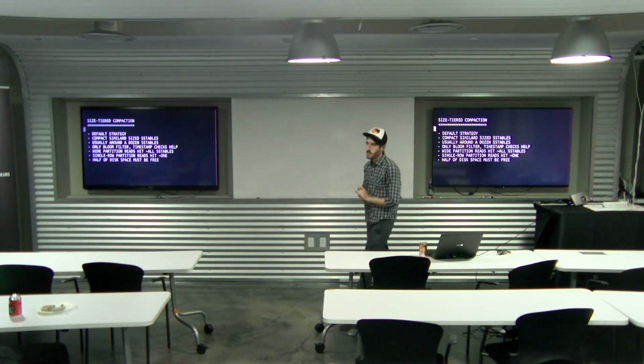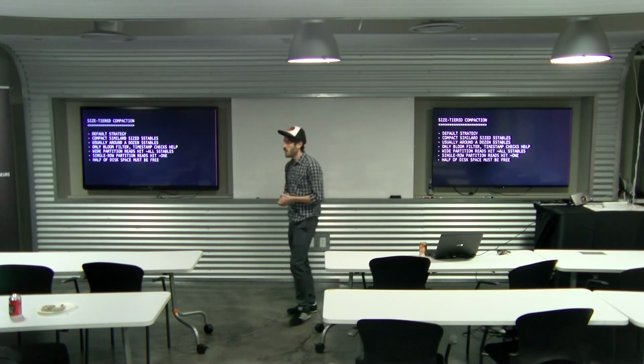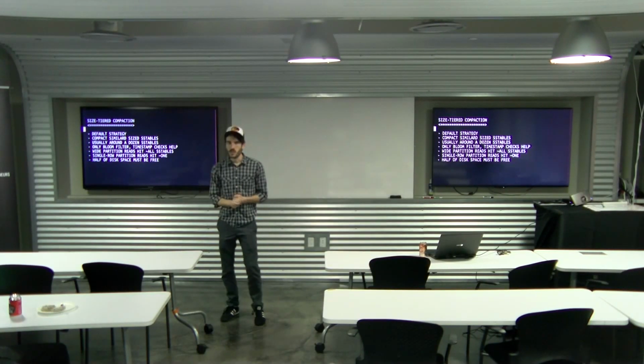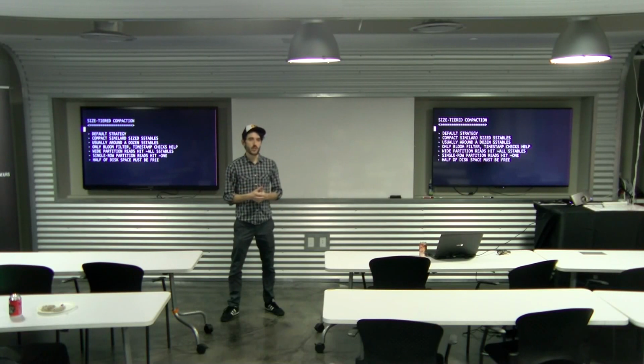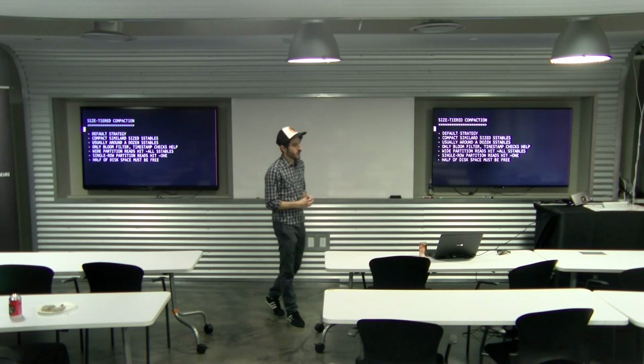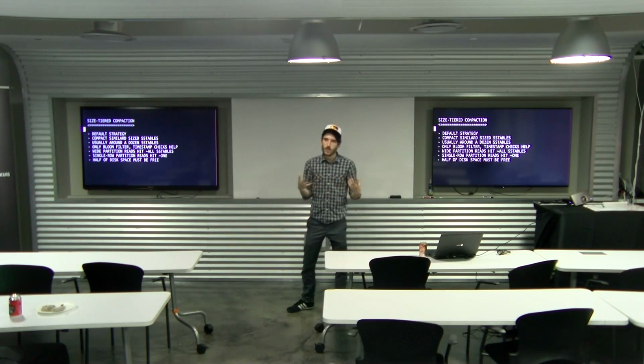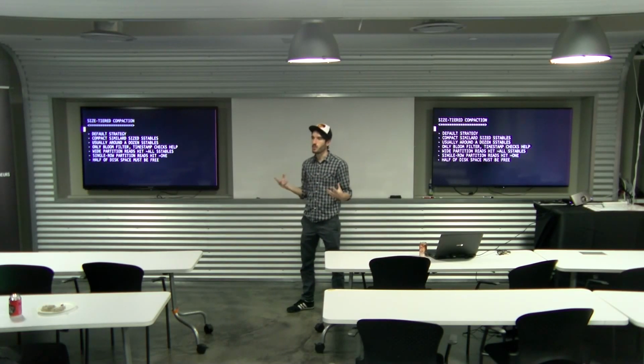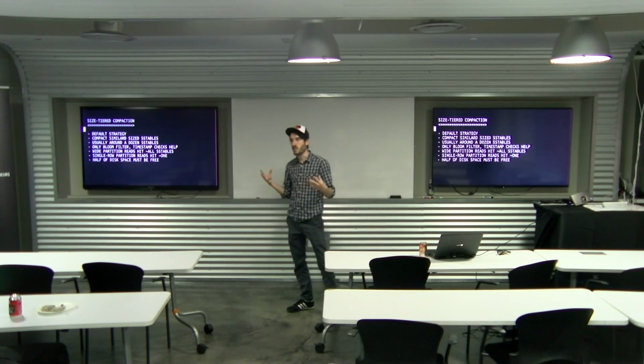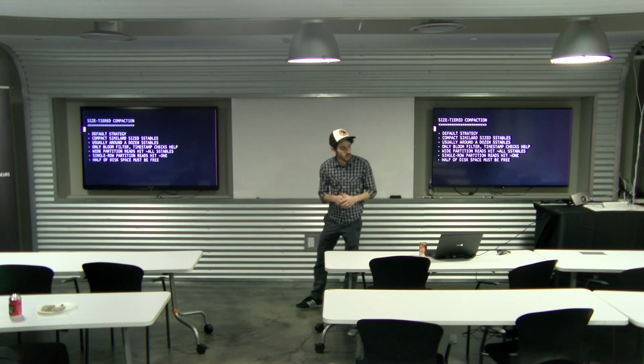All right, on to the first compaction strategy. So size-tiered compaction is the default compaction strategy in Cassandra. It was the only original compaction strategy. It basically works by compacting similarly sized SSTables, and by default, it looks for 4 similarly sized SSTables.